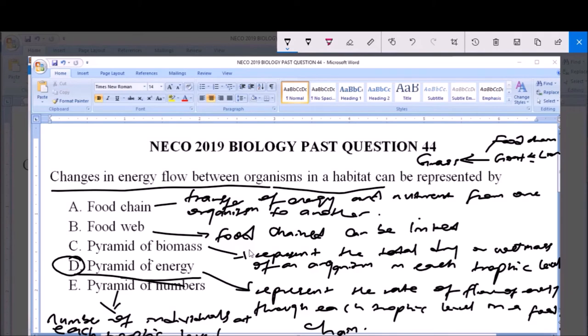So this is represented by the pyramid of energy. It is concerned with the rates of flow of energy in the food chain. So therefore, the answer to this question is option D, pyramid of energy.